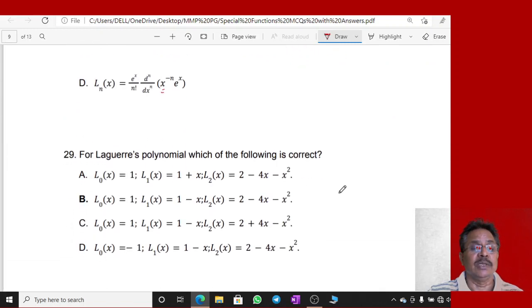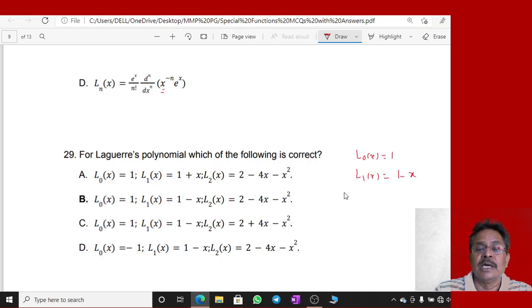Then the next example, question number 29, is exactly the same as what we have done earlier. Using this Rodrigues formula, you can find out L0 of x, L1 of x, L2 of x, etc. Just now we have seen L0 of x is simply equal to 1, L1 of x is simply equal to 1 minus x, and L2 of x, as we have just discussed, is given by 2 minus 4x plus x square. So out of these four options, option B is correct, where L0 of x is 1, L1 of x is 1 minus x, and L2 of x is equal to 2 minus 4x plus x square.